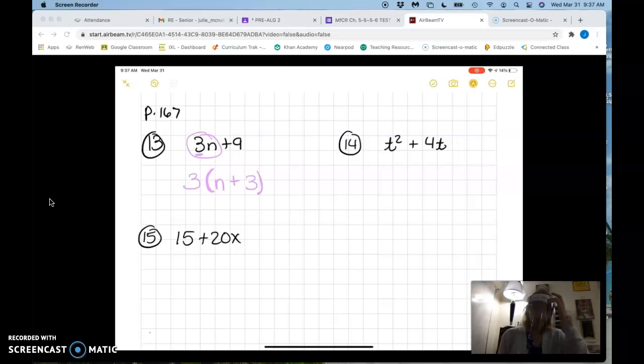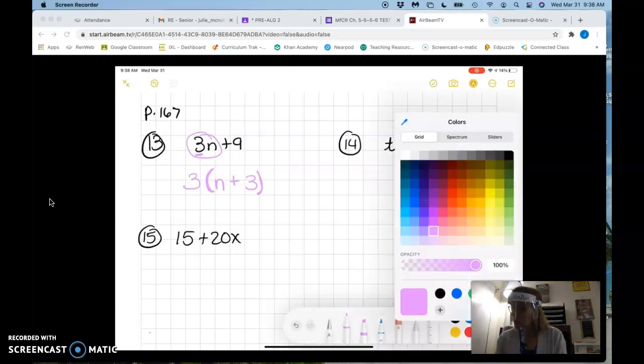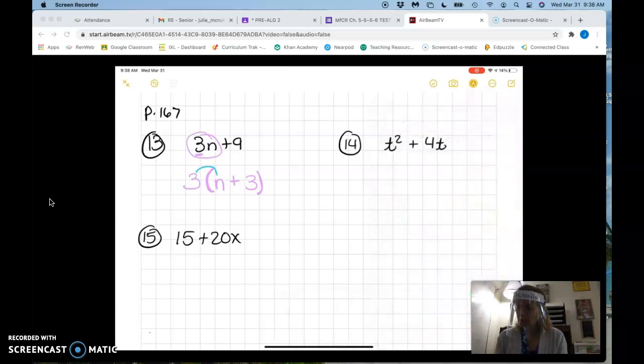So we just factored that expression by taking out a 3, something that both of the values had in common, and we just took it out and now put it on the outside of the parentheses. So if I were to do the distributive property and multiply it back together, I should get the same expression that I started with. So what's 3 times n? 3n. And what's 3 times 3? Did I get the same thing I started with? Yes. So that is my answer.